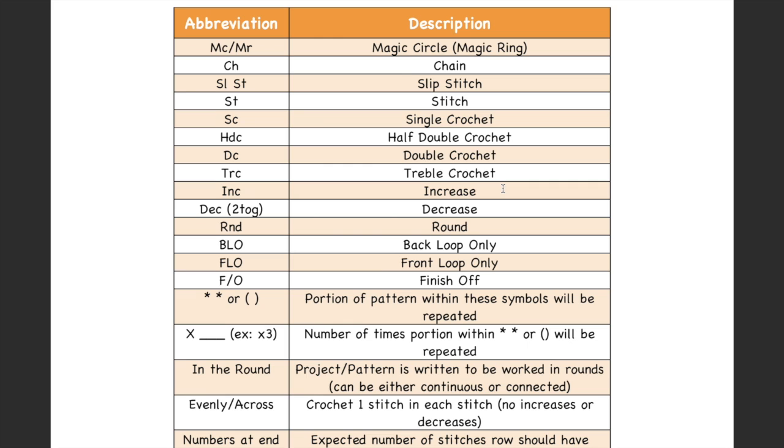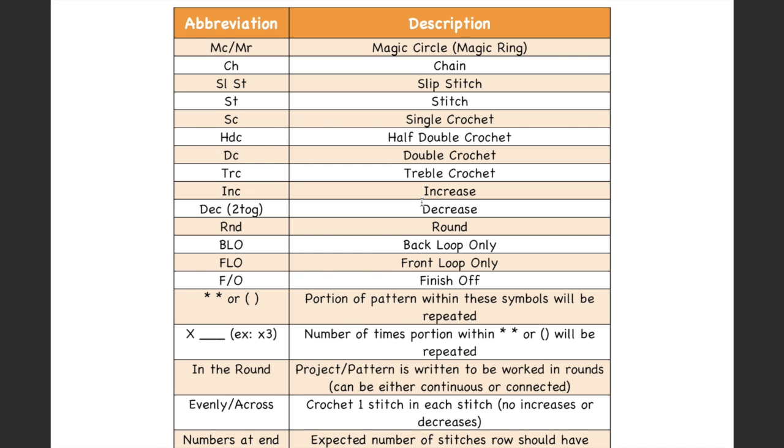The important thing to remember with increasing and decreasing is that you want to increase and decrease with the stitch that is being used throughout the pattern. So if this row in the pattern is using single crochets, then you're going to want to increase using single crochets. If it's using double crochets, you're going to want to increase using double crochets. So just make sure to follow what is being used currently in the pattern. The same thing goes with decreasing.